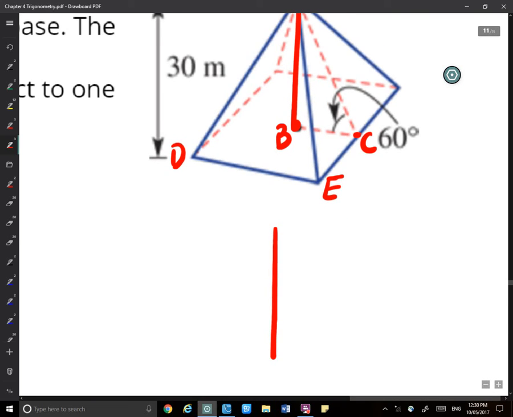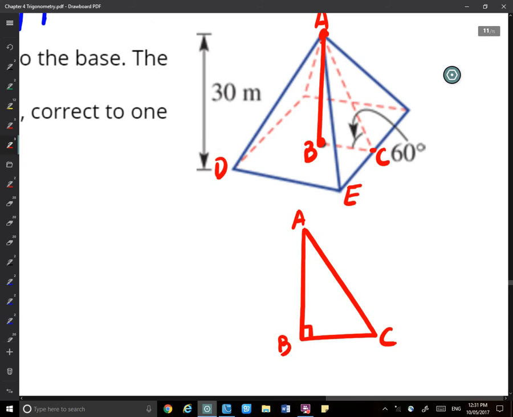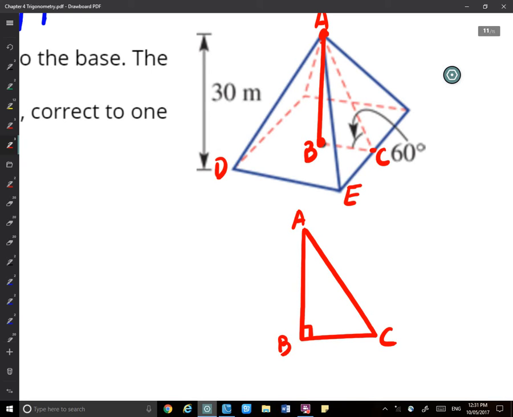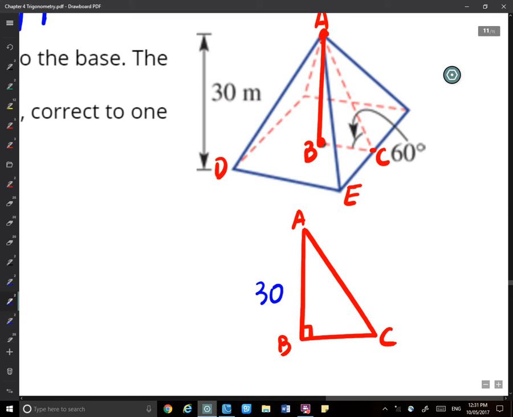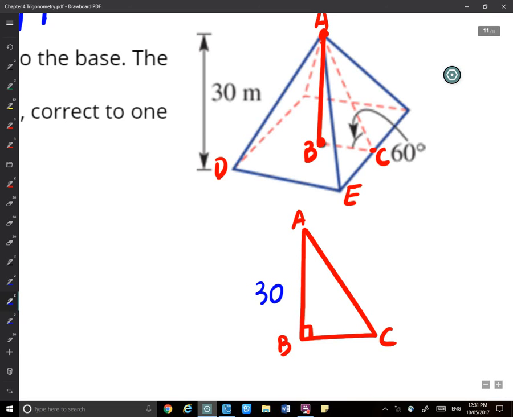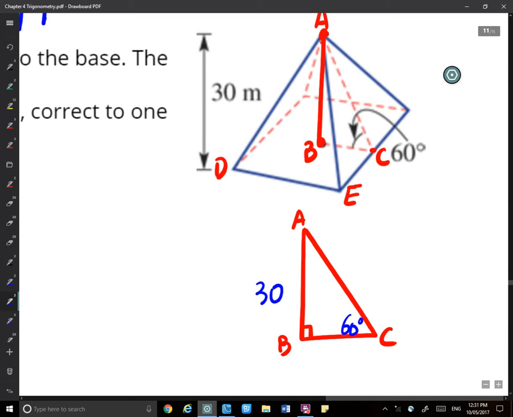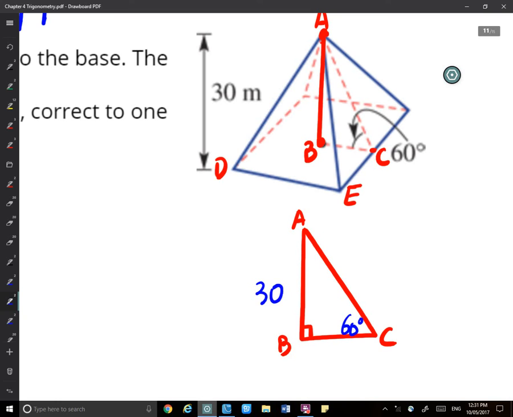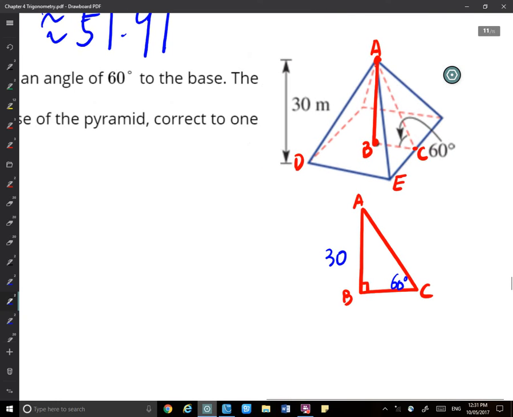I have A, B, C. I have the triangle ABC, where AB is perpendicular to BC, because AB is the height. The height is perpendicular to the whole base, and BC is one length on the base. Therefore, AB is perpendicular to BC. The height is 30 meters, which is here. And ACB is 60 degrees.